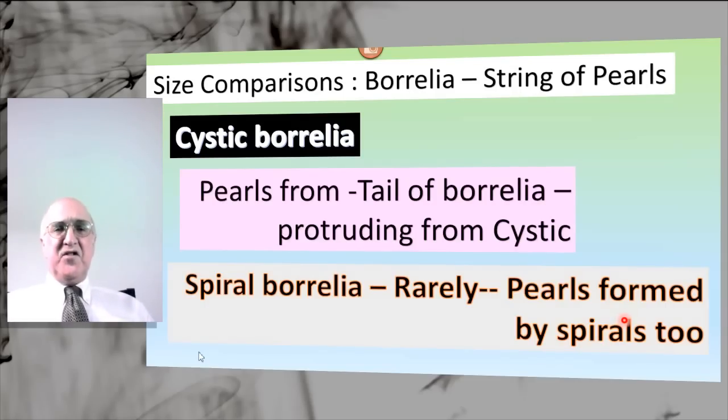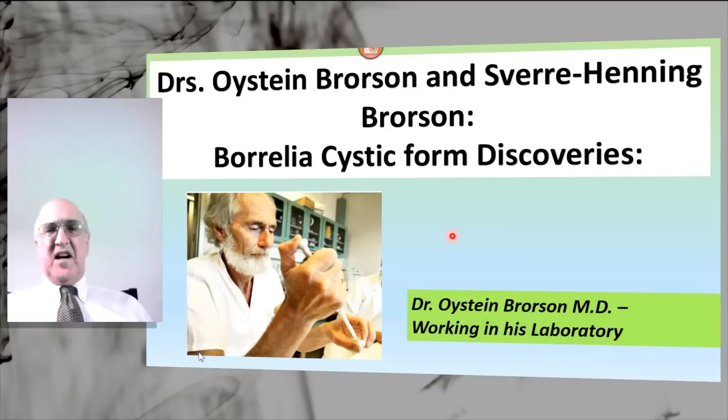Size comparisons. The pearls in the tail of the Borrelia are larger than blebs, and I'm going to show you that. Spiral Borrelia, which are not associated with cysts, can rarely form pearls too, but more often we see them coming from cystic forms. Here's Dr. Oystein Grossen in his laboratory, working diligently and doing all of the work that is so important to our understanding of cystic Borrelia, and now string of pearls.